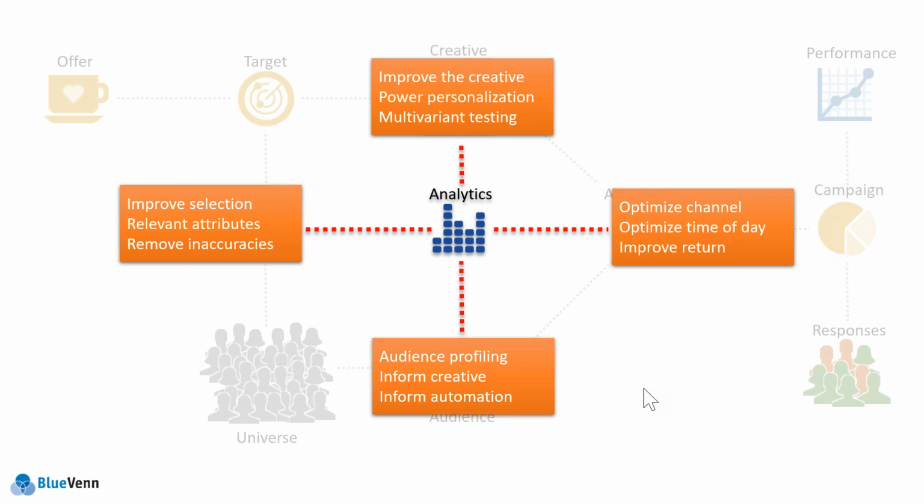In addition, analysis can also drive personalization and multivariate testing. And then finally, on the right-hand side, by understanding when and how our audience are most likely to consume our content, we can make tweaks to the automation to increase all aspects of the campaign performance.